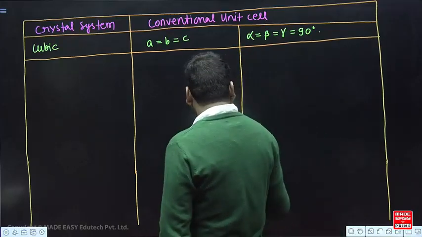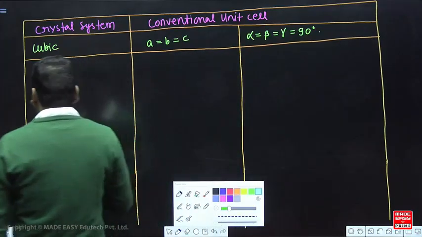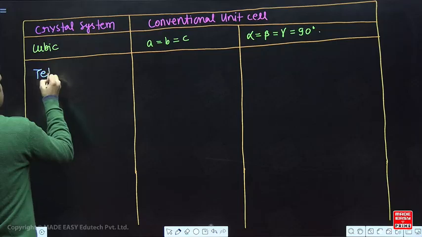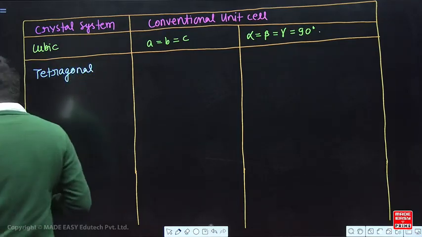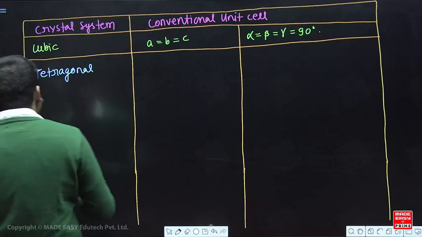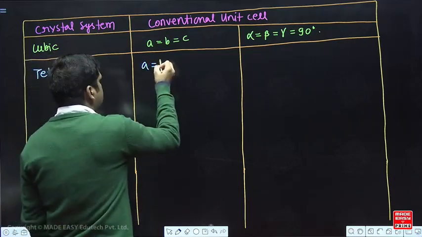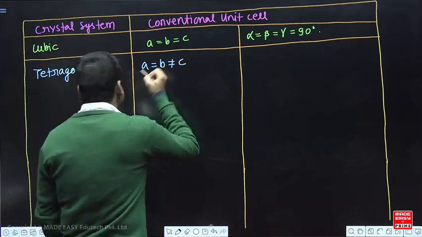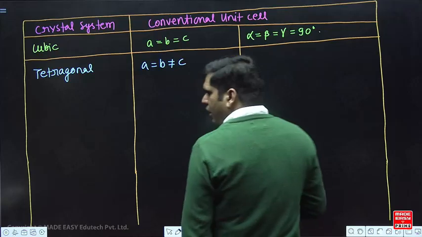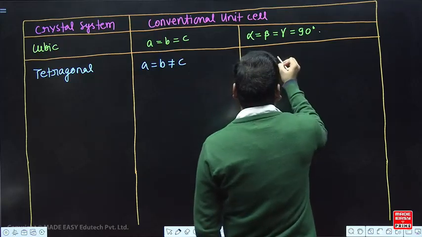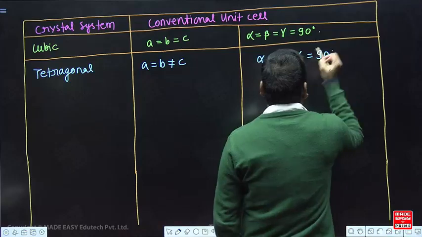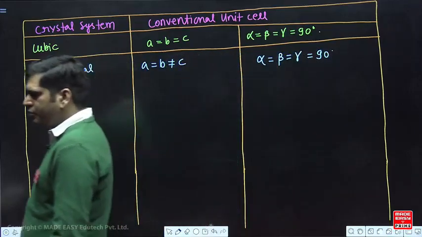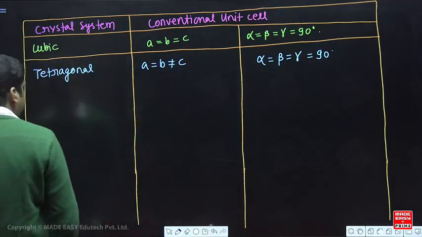Next, tetragonal. So it is A is equal to B does not equal to C. Alpha is equal to beta is equal to gamma is equal to 90 degree. Then the geometry which will form, that is known as tetragonal.